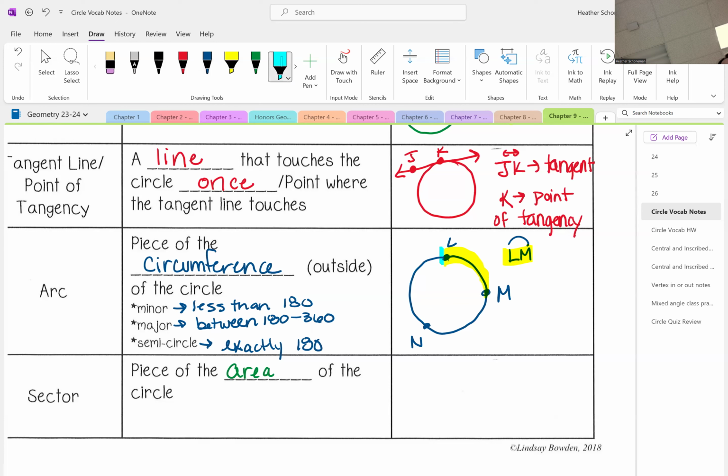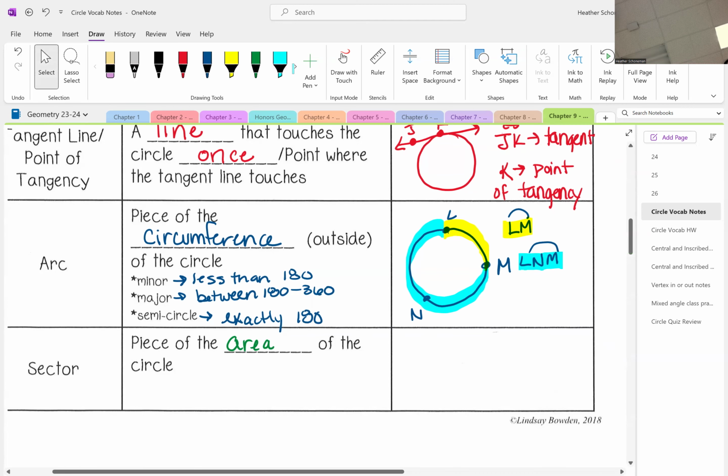However, what if I wanted this big arc over here? What if I wanted this one? Well, when I want a large arc, then I'm going to do the 3 letters, but L is where it starts, N is when it goes through, and M is where it ends. So as we do this, this is always start, goes through, ends. It's always got to be in that order.